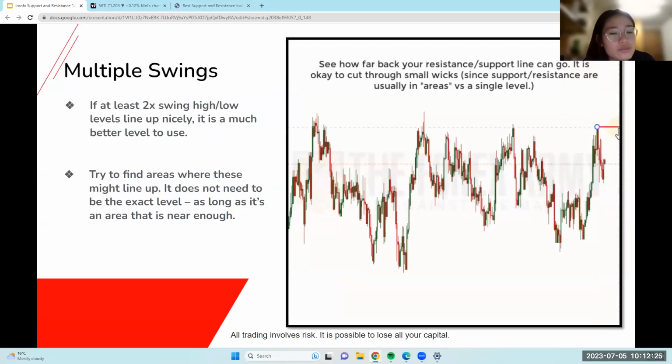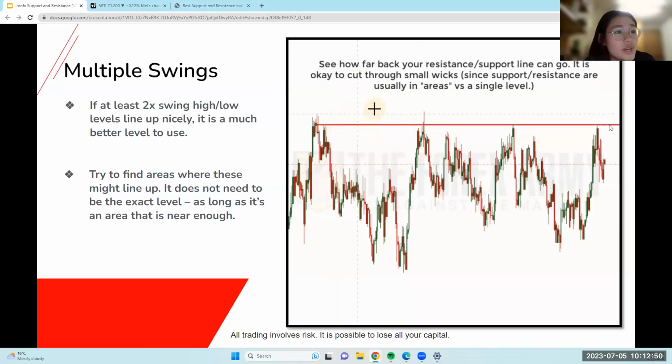So something we want to look out for is multiple swings. So if at least two swing high or low levels line up nicely, it's a much better level to use because you can see that price has tested the level many times before. So we would try to find areas where these might line up. It does not need to be the exact level. As long as it's in the area, it's near enough.